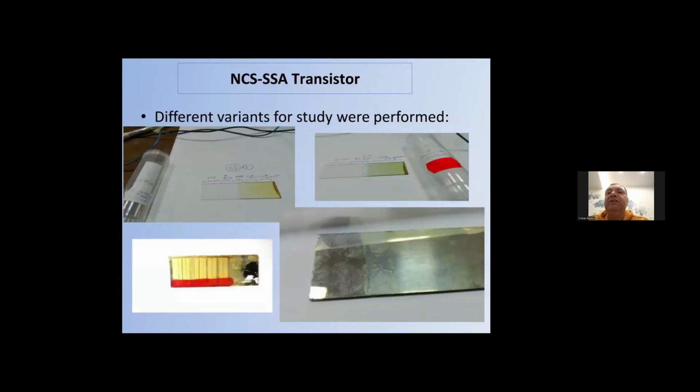Here you see different variants of structure that can be transformed into a pseudo-MOS transistor that were performed. The upper ones are using ITO materials, and the bottom ones used silver. We also tried using silver instead of ITO, but ITO proved to be the best.